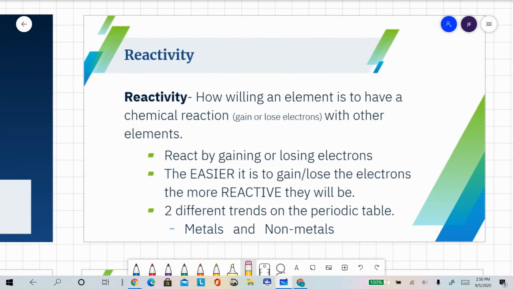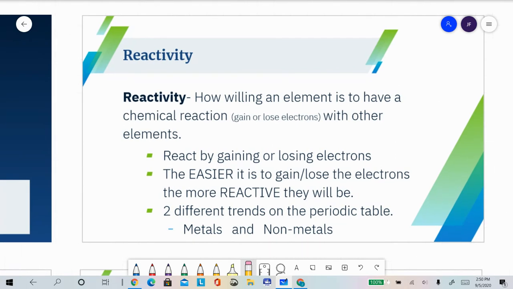Okay, so first of all, what is reactivity? Reactivity is how willing an element is to have a chemical reaction with other elements. Essentially, it's reacting by gaining or losing electrons. So the easier it is for it to gain or lose those electrons, the more reactive the element is.